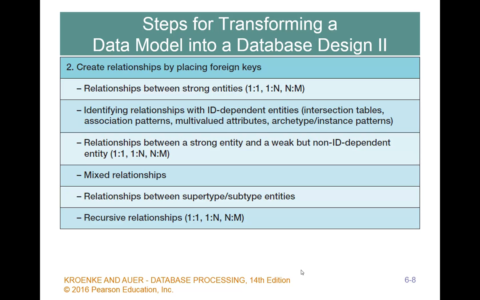Step 2, we will create relationships between our tables, because now since we've created a table for each one of our entities, we need to take a closer look at that crow's feet notation that we've had in our ER models and create those relationships by the placement of the foreign keys. Okay, so we need to take a look at what our relationships are and the degree of that relationship, whether it's a one-to-one strong entity, one-to-many, many-to-many. We need to identify relationships that are ID dependent. ID dependent entities would be representations of intersection tables or association patterns, multi-valued attributes, and archetype instance patterns, as we discussed in Chapter 5. And then any relationships between strong entities and weak entities that may not be ID dependent, and then what those mixed relationships are, and then any supertype or subtype entities. And that's pretty much for step 2.